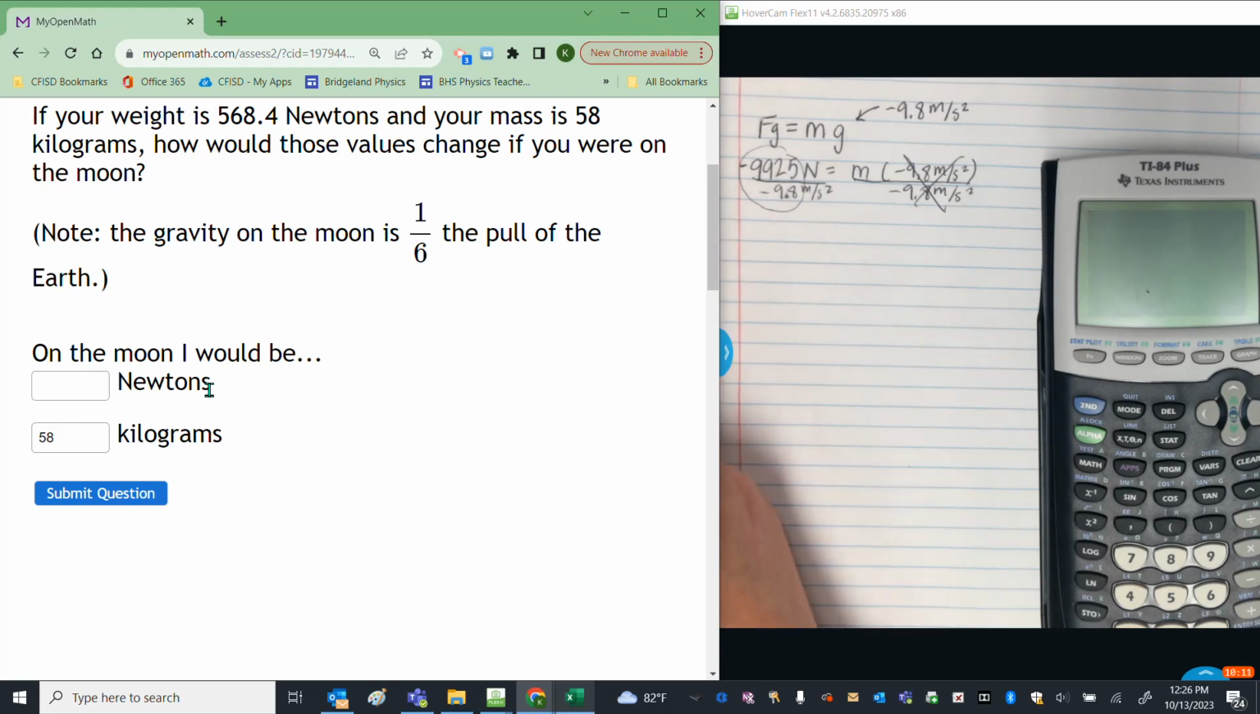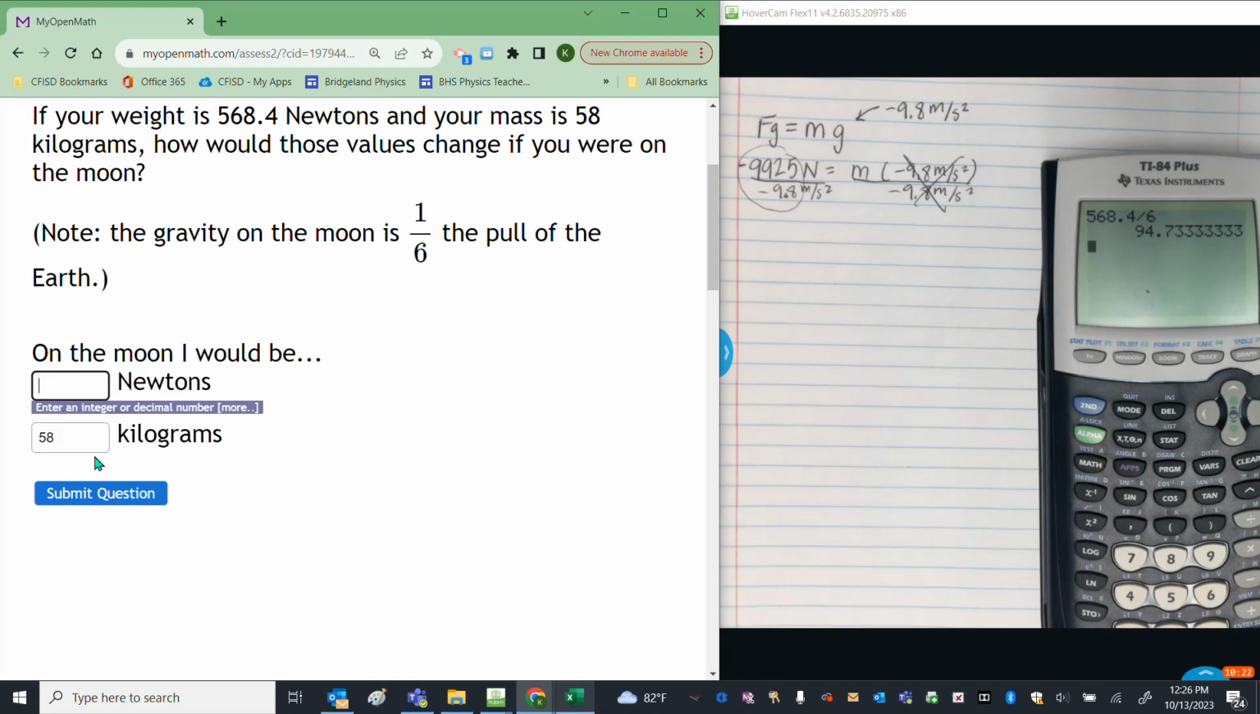The question says that your weight is 568.4 newtons, so I will do 568.4 divided by 6, and I get this value here, 94.73 newtons.